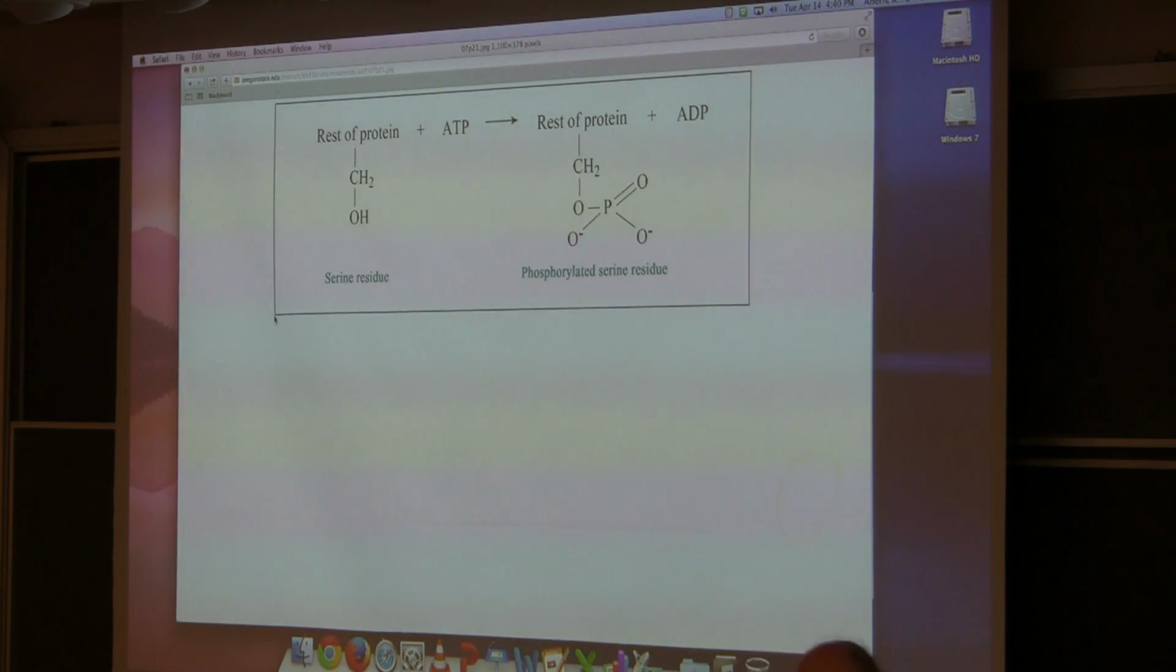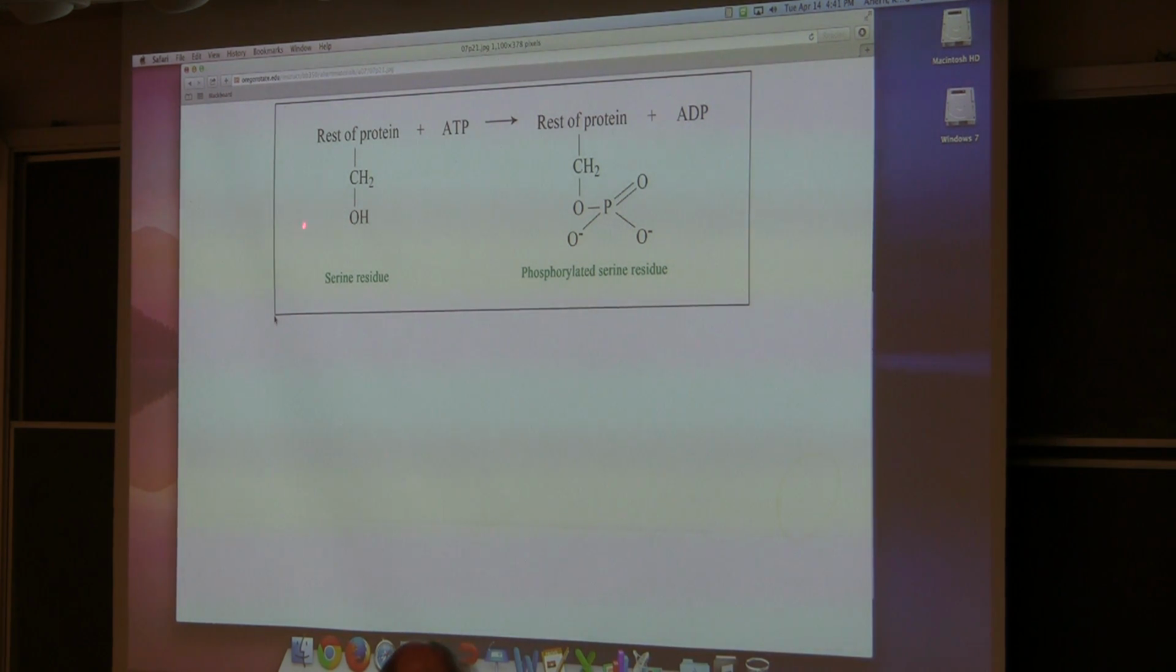Phosphorylation for some proteins turns them on. Phosphorylation for other proteins turns them off. It depends on the protein. We'll talk about different examples. You should know the name of the enzymes that catalyze phosphorylation. The name we give to enzymes that catalyze addition of a phosphate is kinases. K-I-N-A-S-E-S. Kinases. You're going to hear a lot more about kinases in the class as we go along.